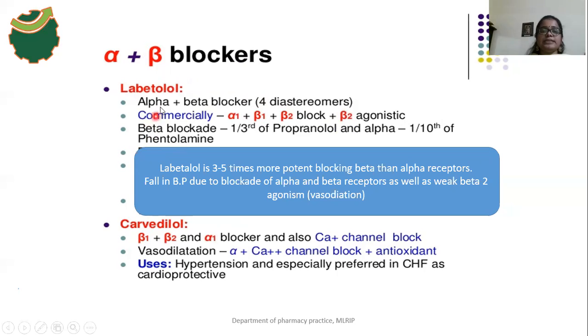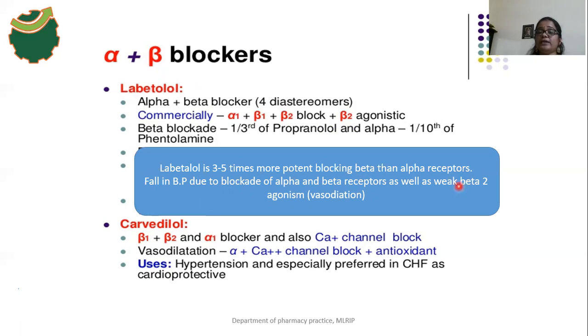And this labetalol drug blocks the beta 2 receptor about one third as much as propranolol, and it blocks the alpha receptor about 1 by 10th as much as phentolamine. And this labetalol drug is 3 to 4 times more potent in blocking beta receptors than alpha receptors. And the fall in BP occurs due to blockade of alpha receptors and beta receptors, as well as weak beta 2 agonism action.